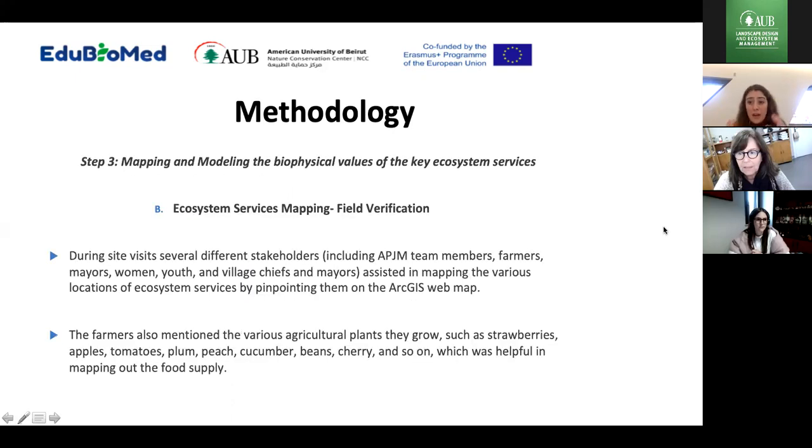Now that's great, and I got the land use land cover map. However, this is not sufficient. One cannot count on what he sees on a computer, right? I need to go down to the field and verify that everything I've mapped is correct. So I interviewed several stakeholders, including the APJM team, farmers, mayors, women, youth, and village chiefs, who all assisted me in mapping the ecosystem services using ArcGIS web map. The farmers also mentioned different agriculture plants which they grow, such as strawberries, apples, tomatoes, plum, peach, cucumber, and so on, which was also helpful in mapping out the food supply.